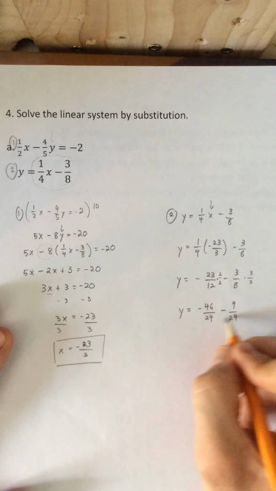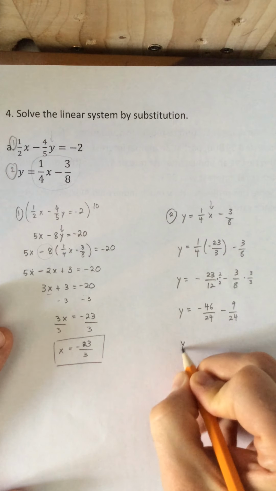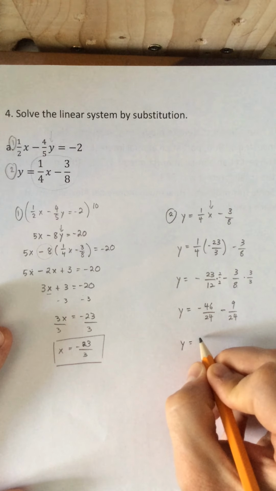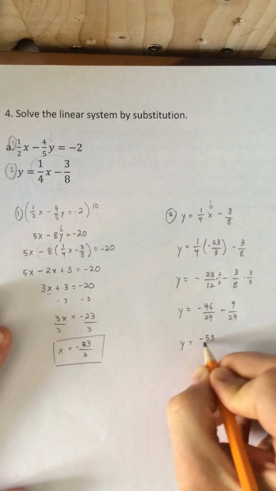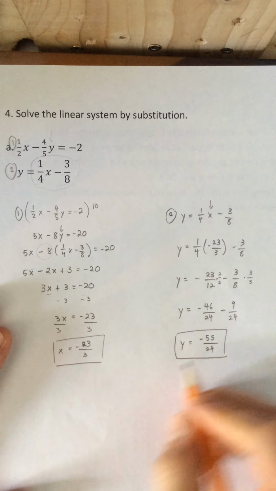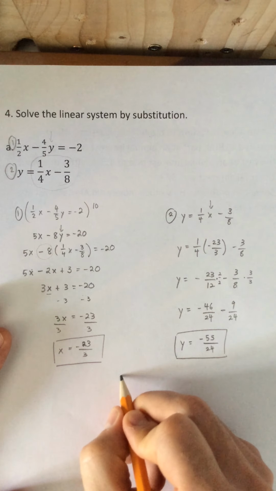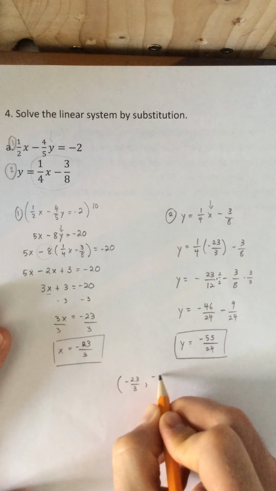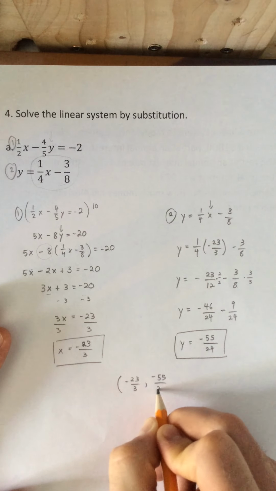Now that we have common denominators, we can subtract the numerators, and this will give us our solution. So negative 46 subtract 9 is negative 55 over 24. So here's our solution. The intersection point would be at negative 23 over 3 and negative 55 over 24.